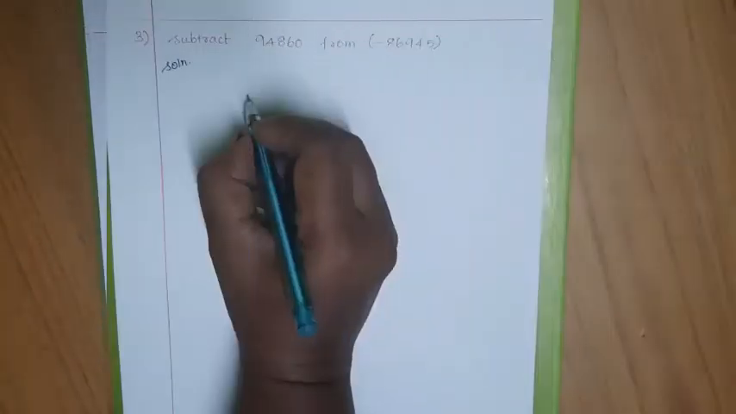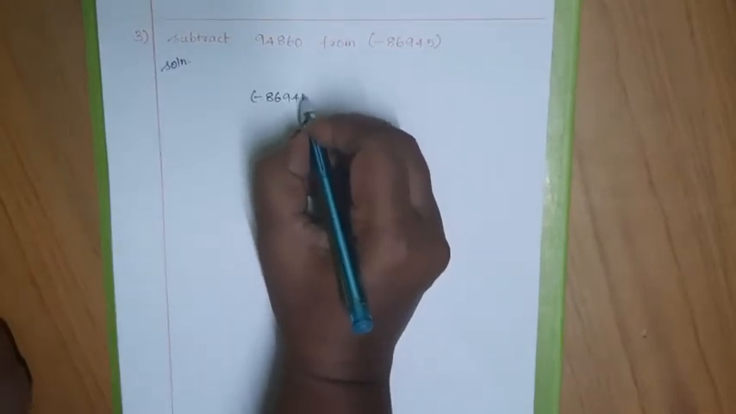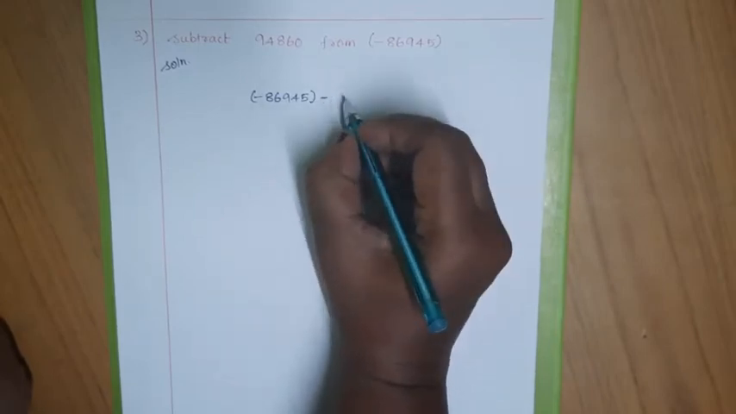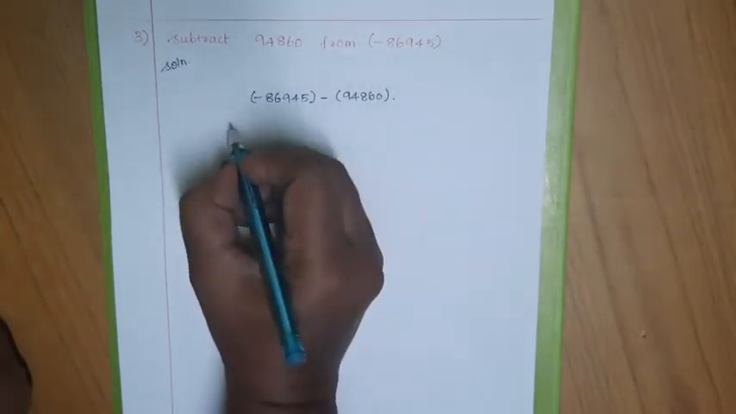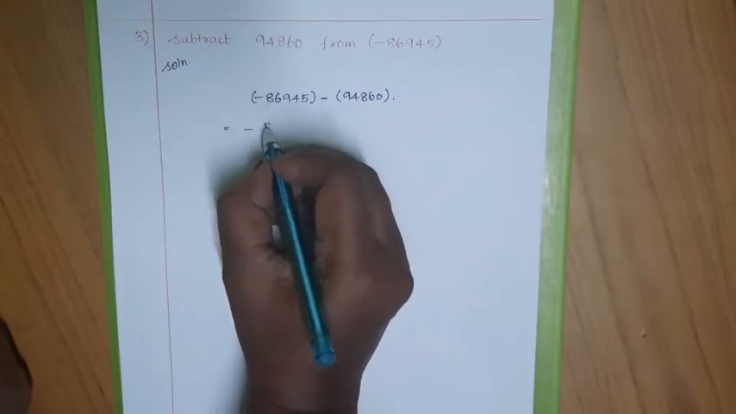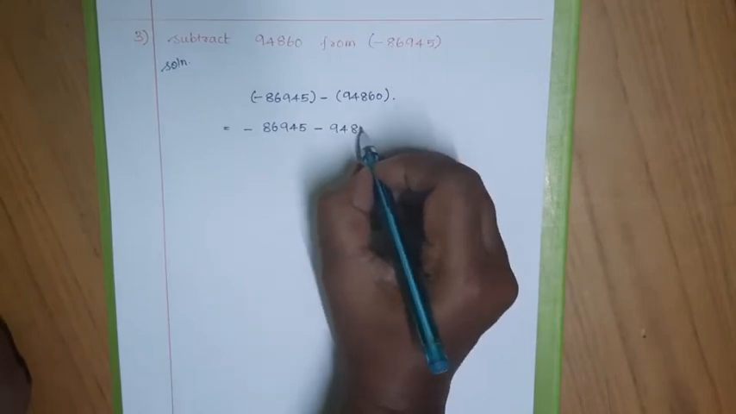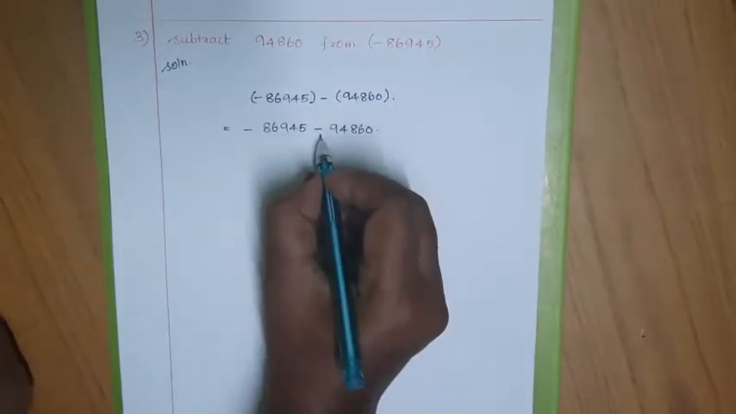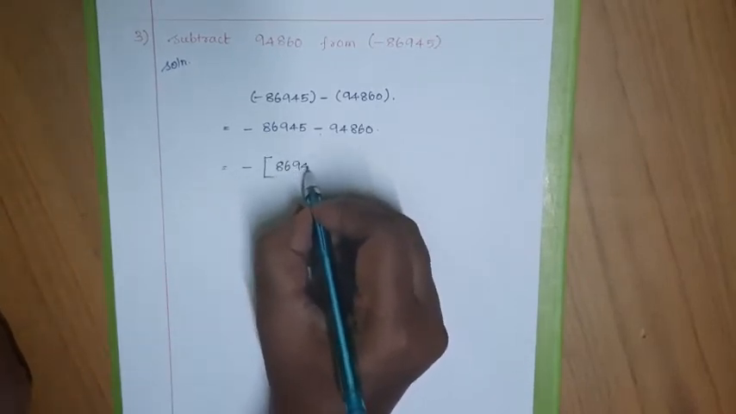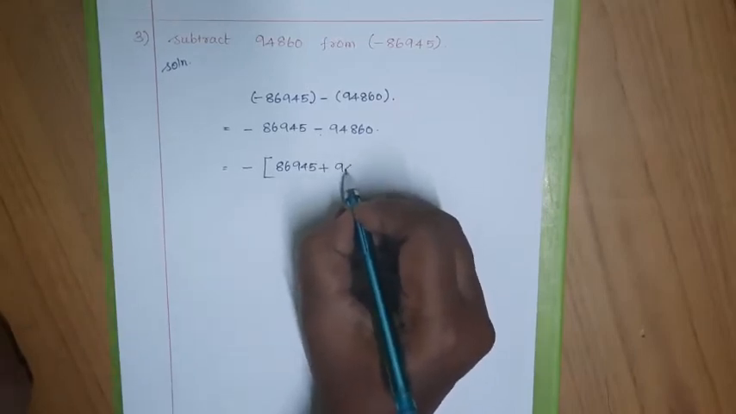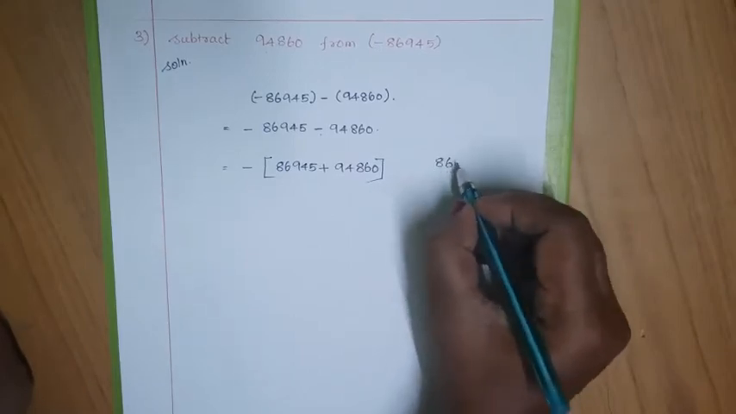Next, third question. Subtract 94,860 from minus 86,945, which can be written as minus 86,945 minus 94,860. Here we can see that both the numbers have the same sign, negative, so we can add the numbers and put minus in front of that answer. Come, let's add the numbers.